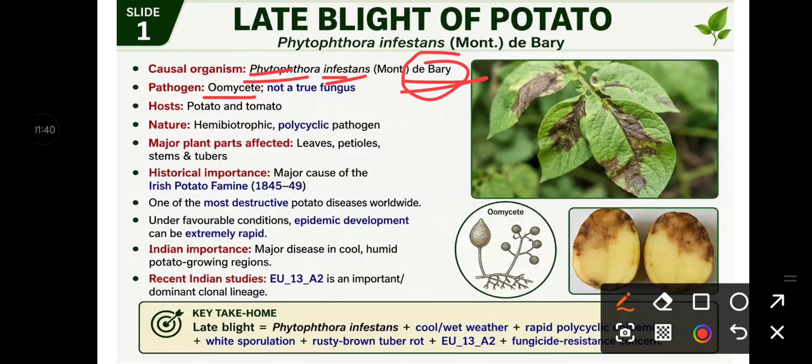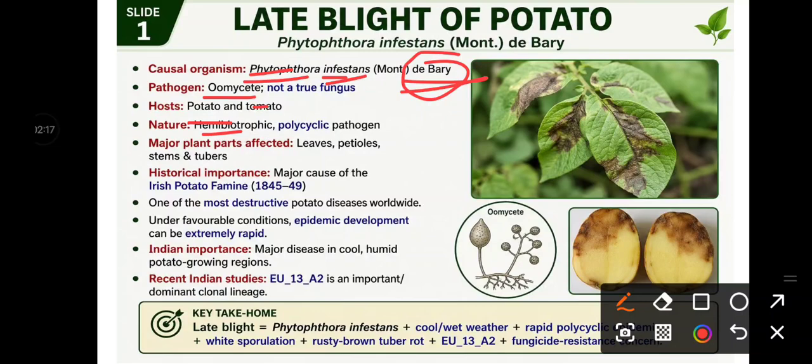Then the major hosts for late blight, or Phytophthora infestans, are potato and tomato. So late blight may occur in tomato as well as potato. Symptoms are similar. Then this is a hemibiotrophic pathogen. Hemibiotrophic, I have already discussed in wheat blast and rice blast, means it acts as both biotroph as well as necrotroph. So in the initial phase of infection, it behaves as a biotroph.